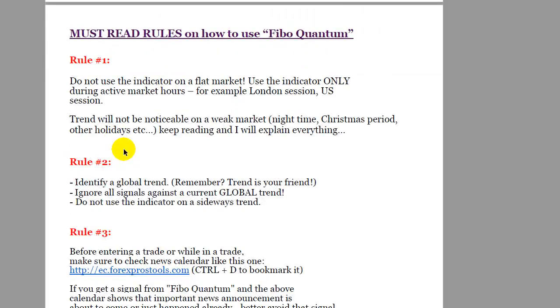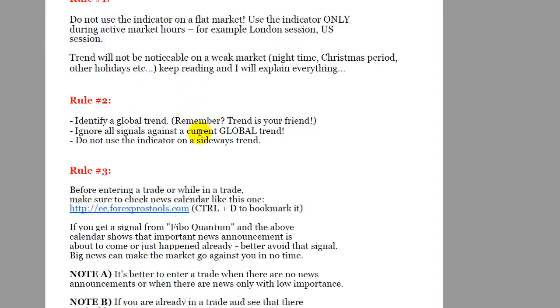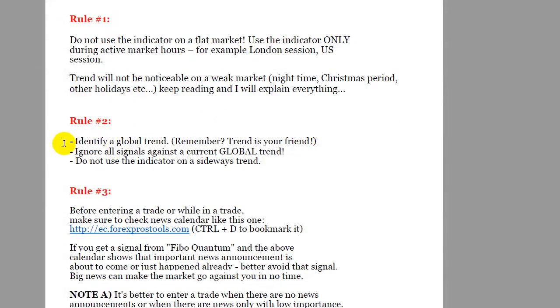Don't use it on flat markets. Absolutely, it doesn't matter what you're trading. If the market's in a range, you're going to have to use something different: a range trading strategy, a breakout strategy, something different. Don't use it on weak markets or flat markets. Trade with the trend. I'm a trend trader, period, end of story. And with trends, remember that it's time frame dependent.